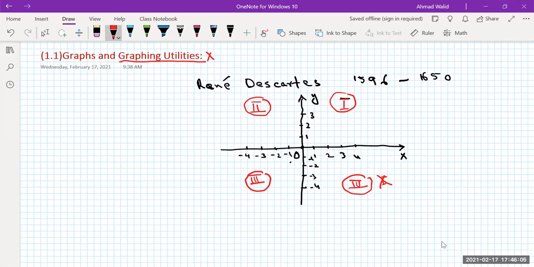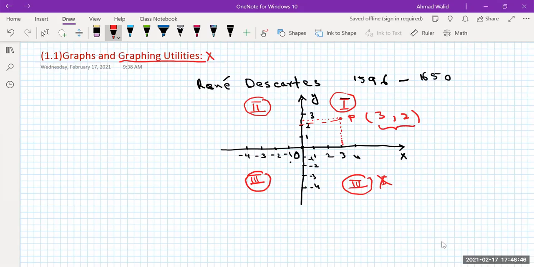Now, a few things. If you have a point on any of these quadrants, for example, this point, let's name it P. This point has a distance from the y-axis and also a distance from the x-axis. For example, the coordinates of this point are 3, comma, let's say 2.5, or let's say 2, correct? 3, 2.